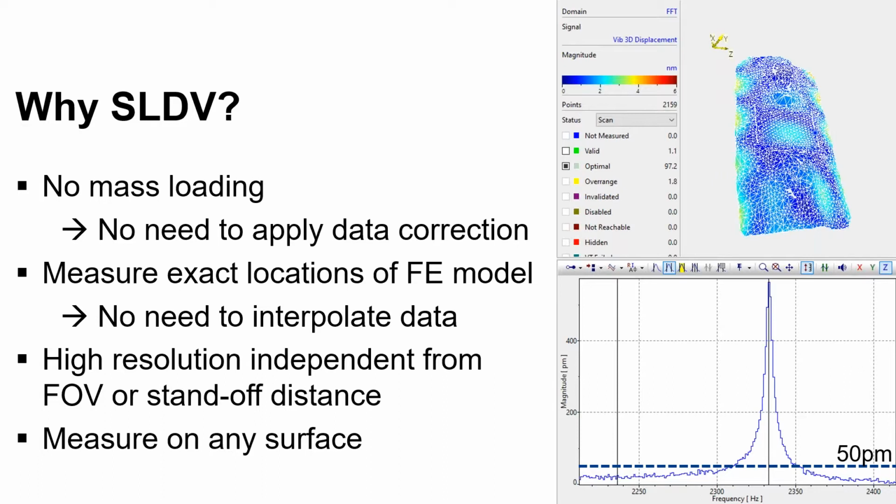Vibrometers have a very high resolution that is independent of the field of view or the standoff distance, obviously within reason. Typically for a modal test on a structure, the excitation is broadband. That means that the energy is spread across many frequency lines, which means that especially in between resonances, the amplitudes can be very low. As you can see in the example on the right-hand side, the noise floor was below 50 picometers. And lastly, vibrometers can measure on pretty much any surface as long as there is light coming back. And with the latest vibrometry technology, there is no need for surface treatment.